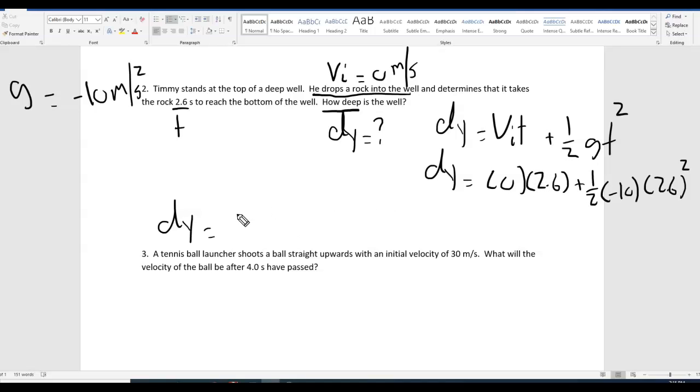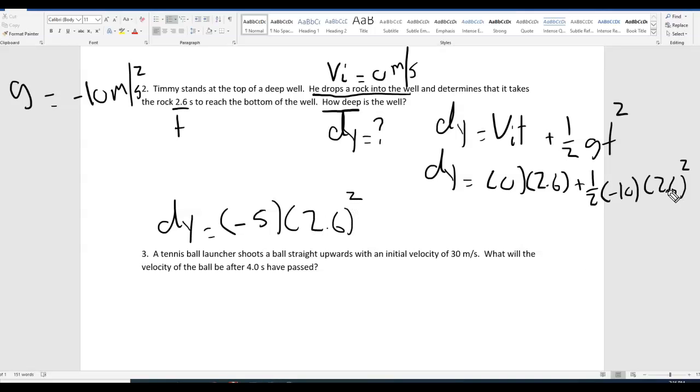So I'm just going to simplify a little bit. 0 times 2.6 is 0. And so I would have 0 plus this number over here. I'm not even going to write the 0 because it doesn't really matter. And then 1/2 and negative 10 make negative 5. Okay, so I basically have negative 5 times 2.6 squared.